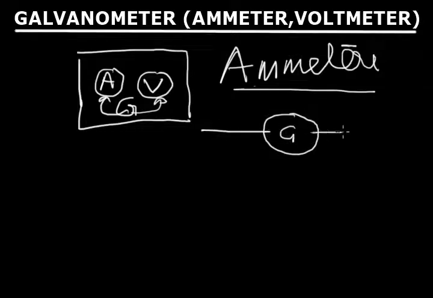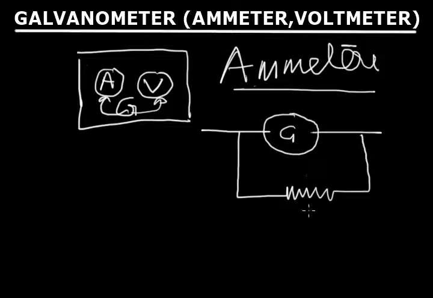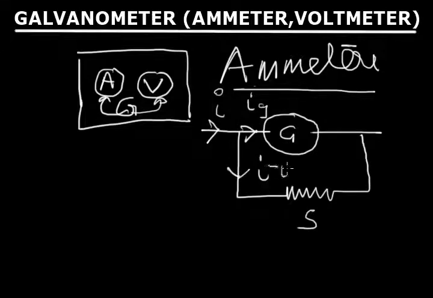which is connected with a very low resistance in parallel called shunt. Now this is a technical name of this low resistance in parallel, which is shunt. Now as you can see, this is the line current I, this is the galvanometer current Ig, and this from Kirchhoff's law is I minus Ig. Now as this galvanometer and this shunt, the low resistance, are in parallel, the voltage across these 2 points should be the same.